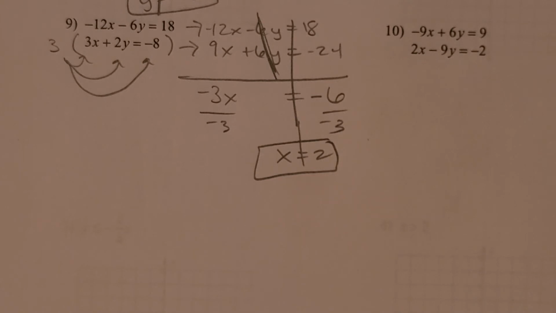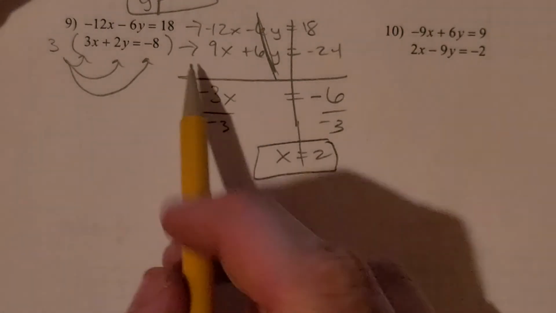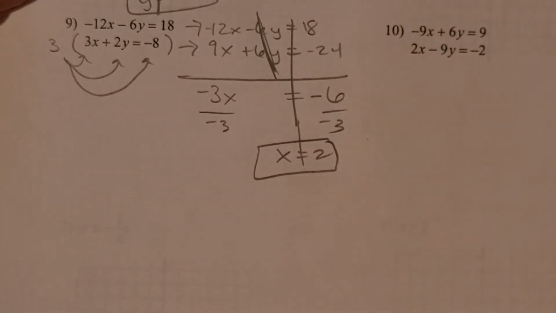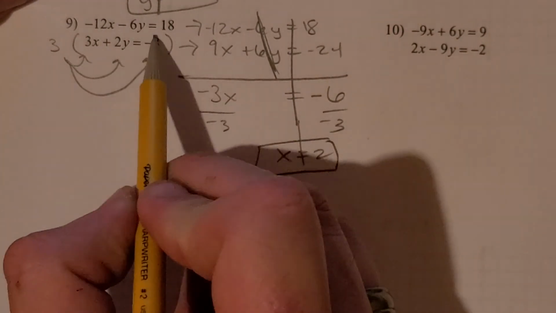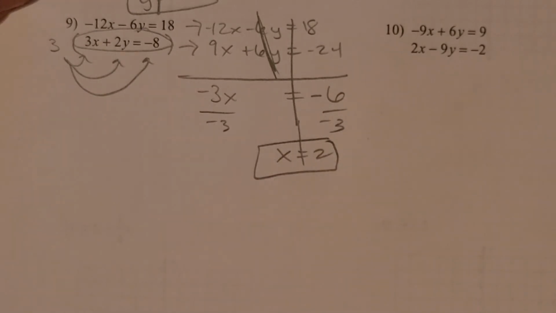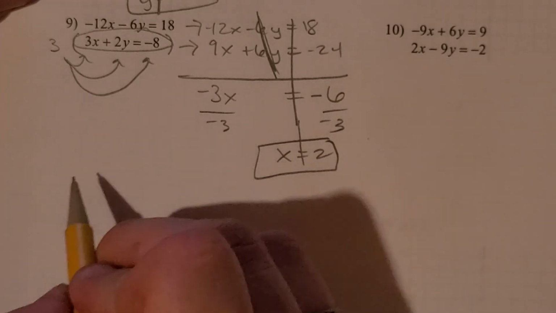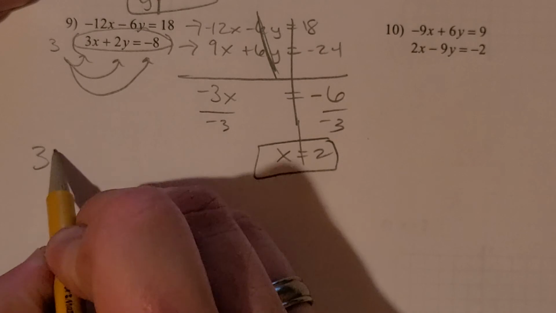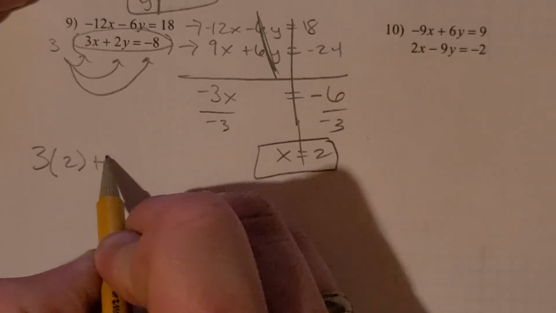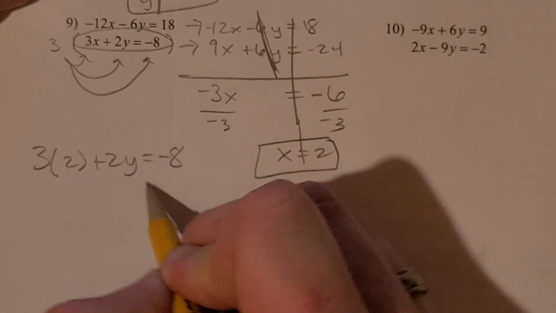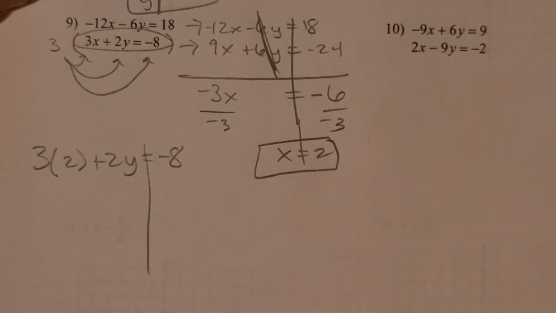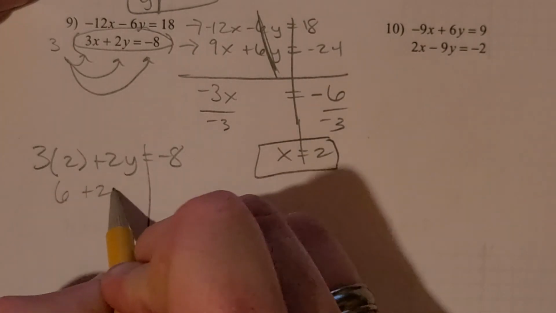It does not matter where. You could plug it into the top, the bottom, the new equation. Here's my recommendation. Look for the smallest numbers. Look at this equation right there. Looks like it's got some tiny numbers. So 3 times x plus 2y equals negative 8. That is manageable. 3 times 2 is 6.